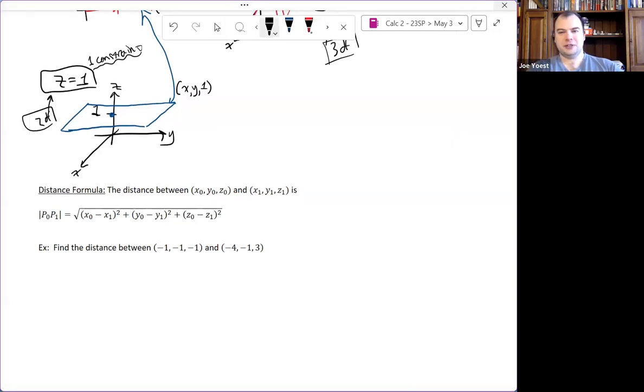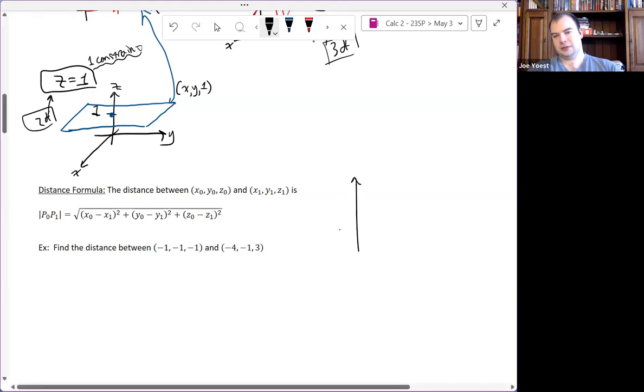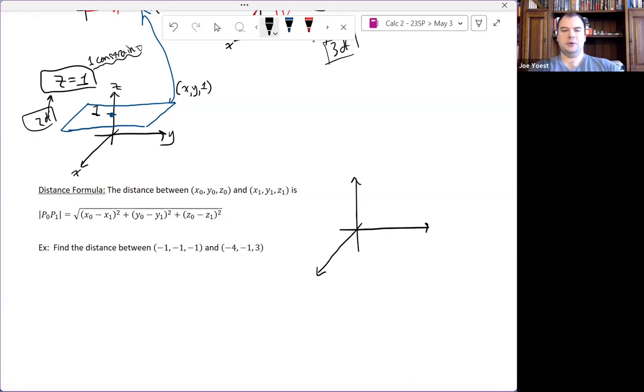What's the rationale for this? Well, let's draw out a point, and how about we consider one point to be the origin and another point to be over here. Draw it in blue. (x1, y1, z1). What's the distance between these 2 points? That straight line distance.